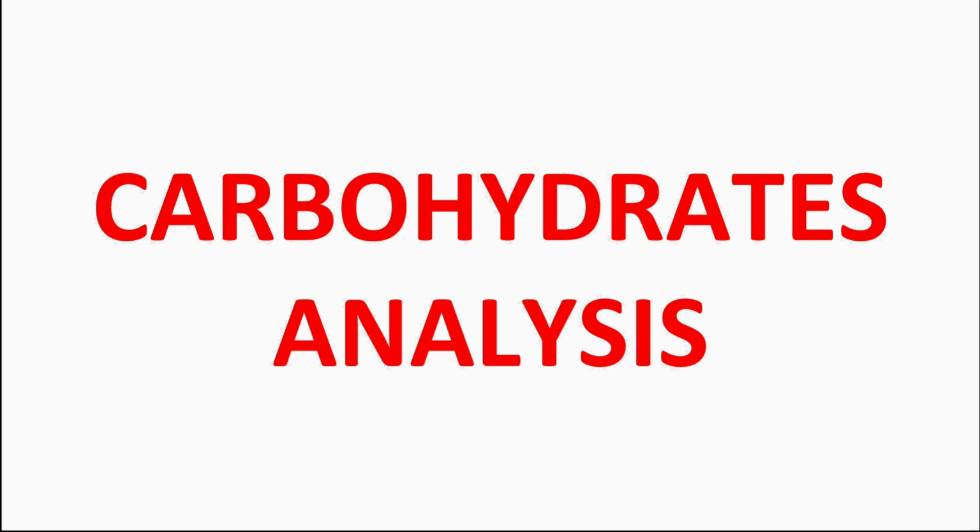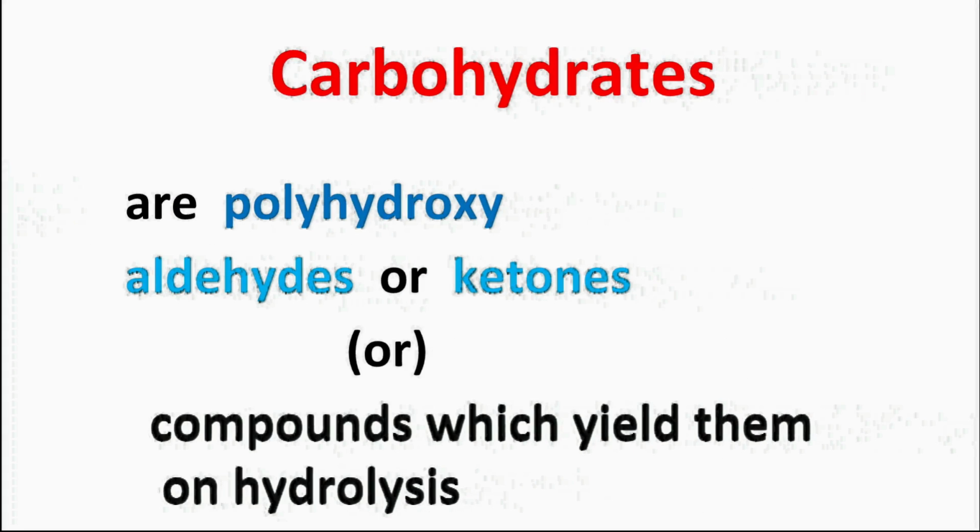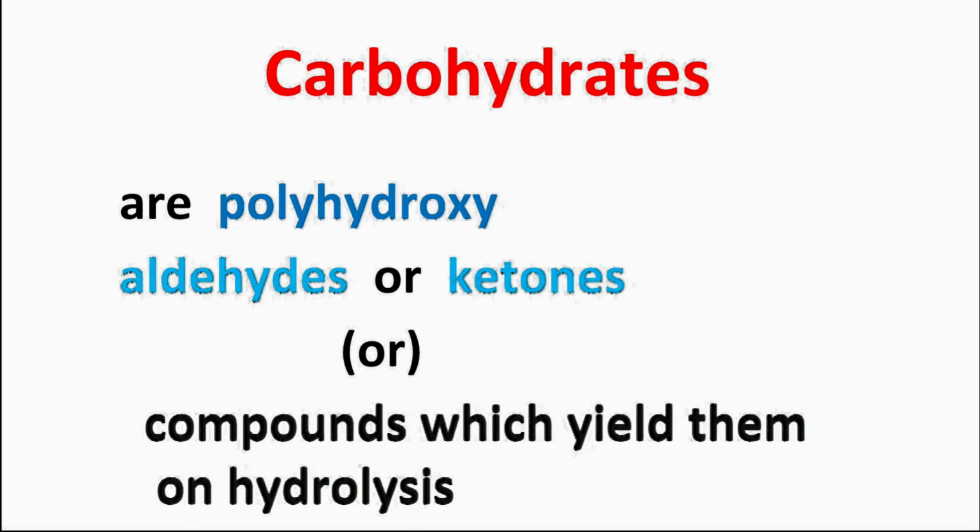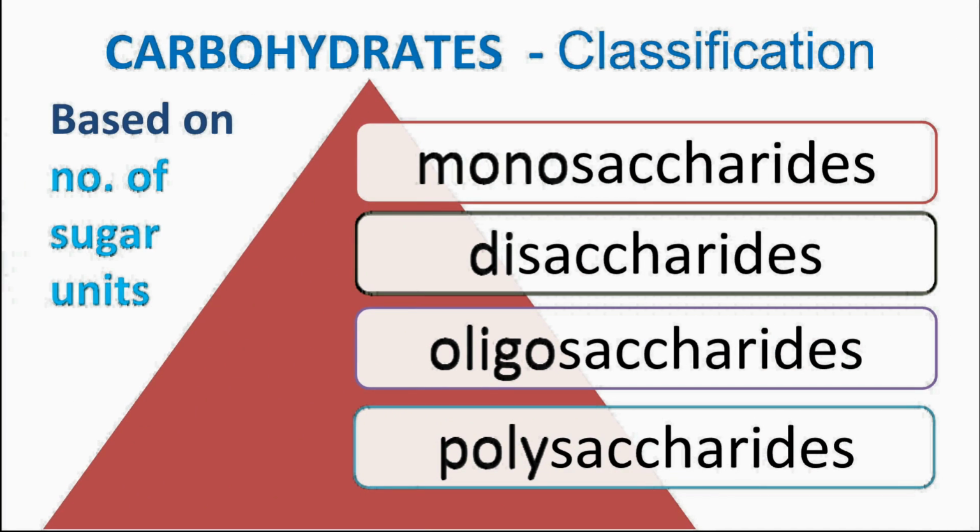So let's start today's topic, analysis of carbohydrates, where we are going to identify different types of carbohydrates. When we talk about carbohydrates, what are these? These are polyhydroxyaldehydes or ketones, or compounds which yield them on hydrolysis. Before that, we'll talk about the classification.